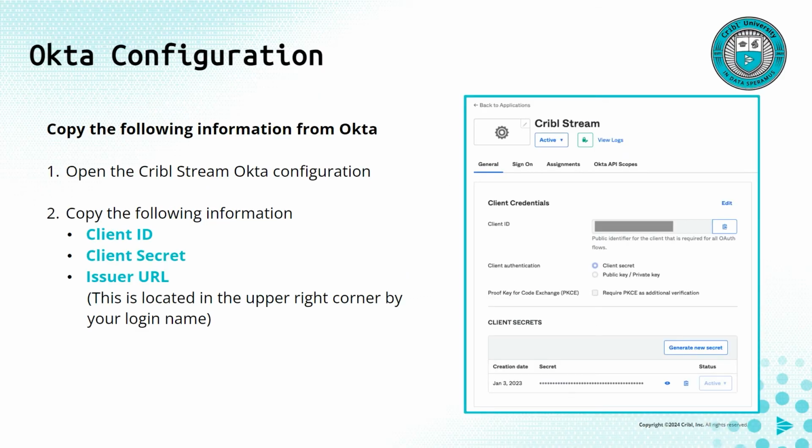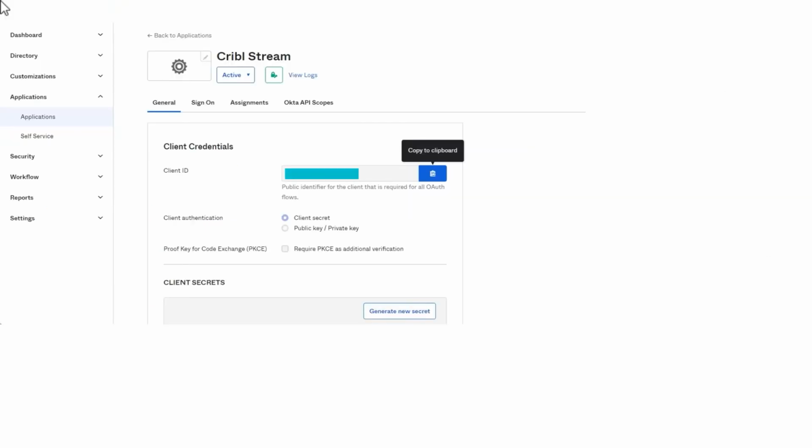Now that your Okta environment is configured, we need to gather some information in order to configure your Cribl Stream environment. Click on your Cribl Stream application and copy the client ID and the client secret. You will also need the issuer URL, which is located in the upper right-hand corner by your login name. As I said, you'll click into your Cribl Stream application and copy the client ID and the client secret. Then find the issuer URL in the upper right-hand corner.